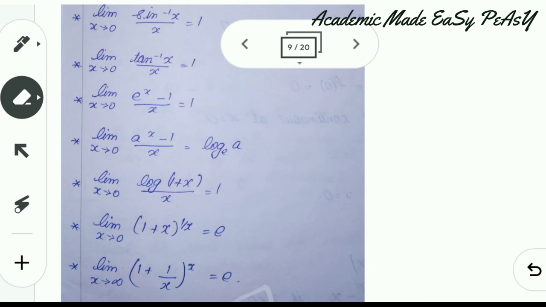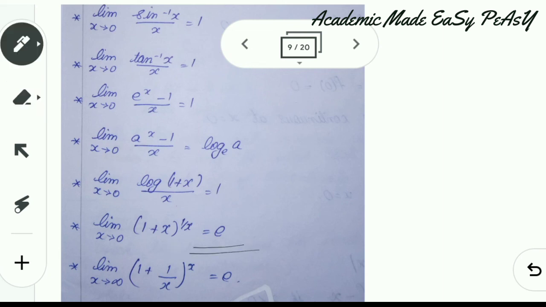Next, limit x tends to 0, log(1 plus x) divided by x is equal to 1. Next, limit x tends to 0, (1 plus x) the whole power 1 by x is equal to e. So e is nothing but the exponential constant. And next, when limit x tends to infinity, (1 plus 1 by x) the whole power x will become e, that is the exponential constant.